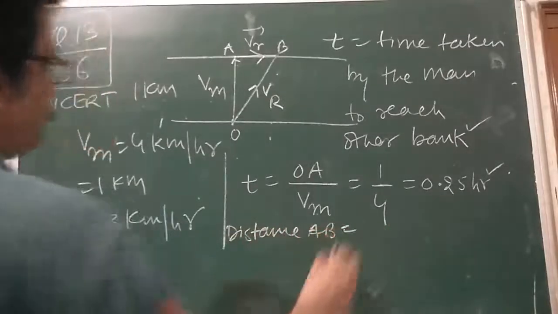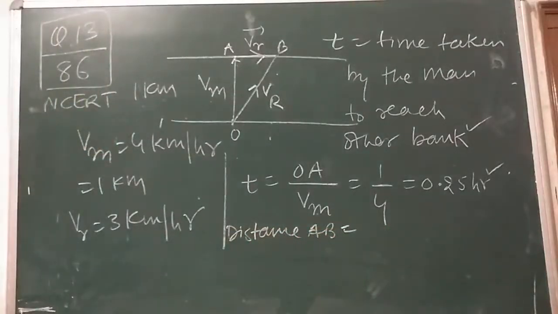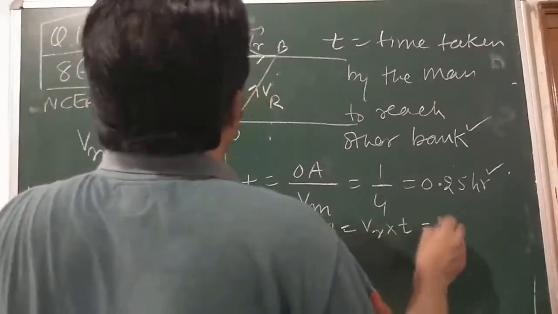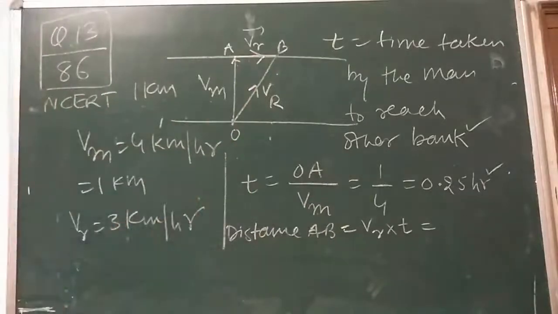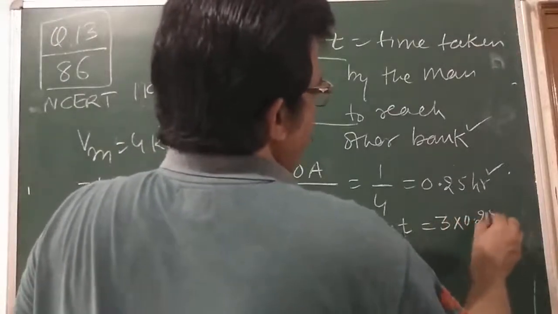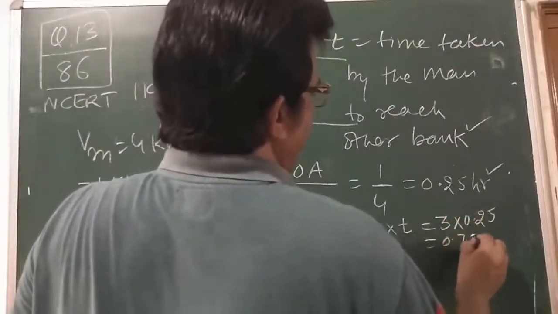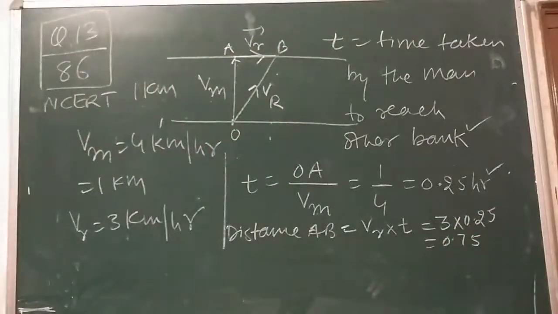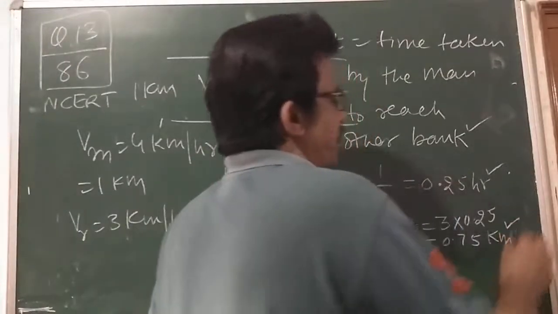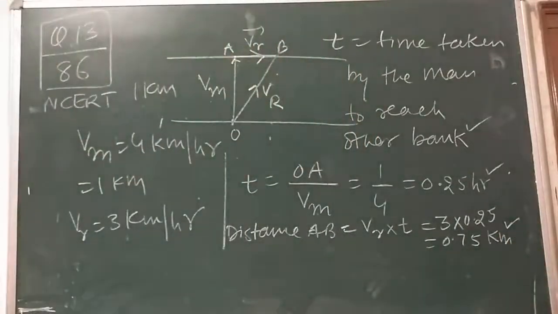The distance AB is equal to the velocity of the river into time. The velocity of the river is given as 3, and time is equal to 0.25. So here is 3 and here is 0.25. So that is 0.75, this is 0.75 km. So this is the result here. It's a very simple numerical. Write it down. So we can solve it easily, dear children.